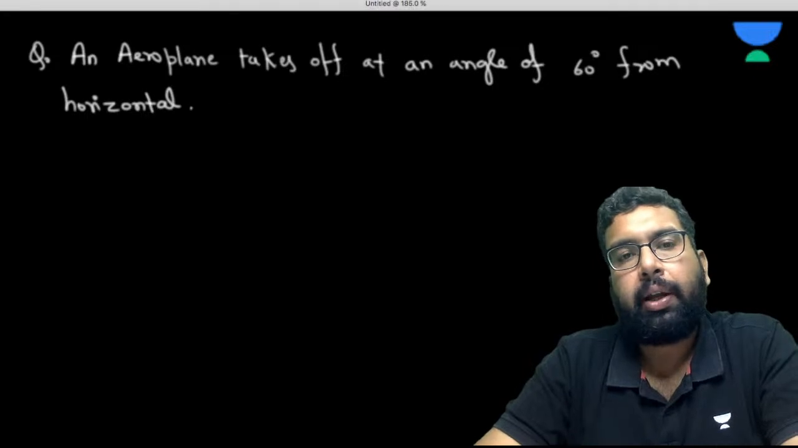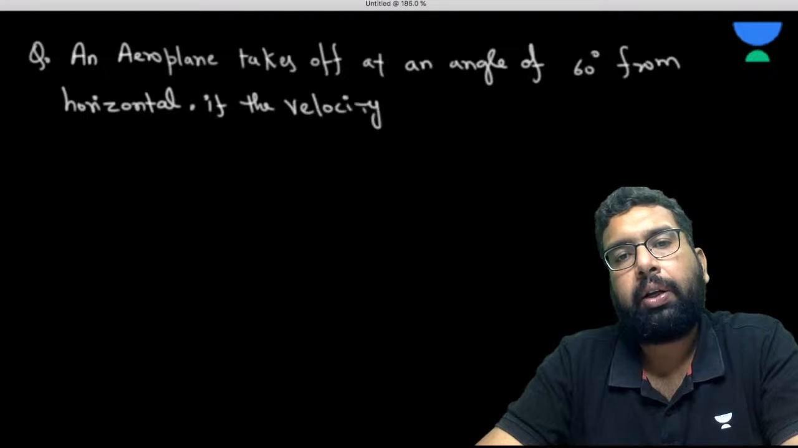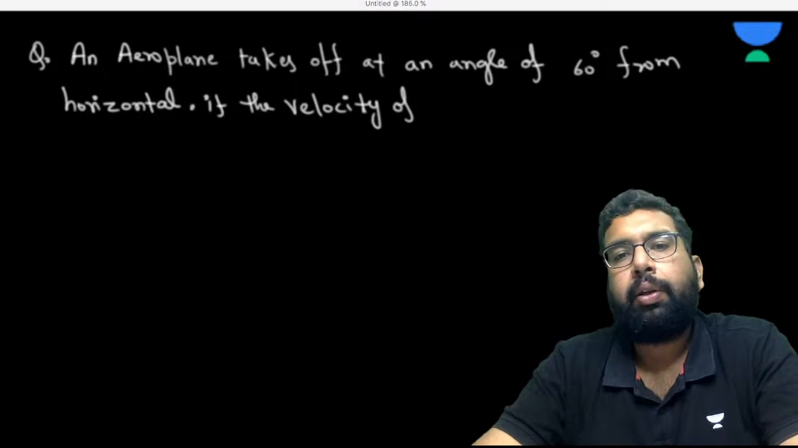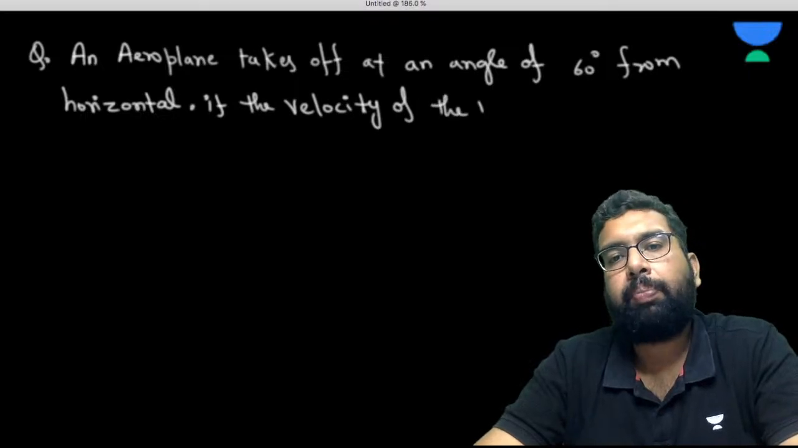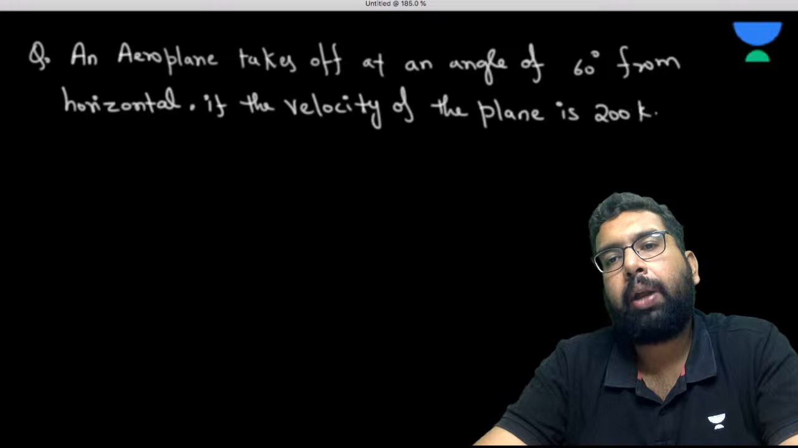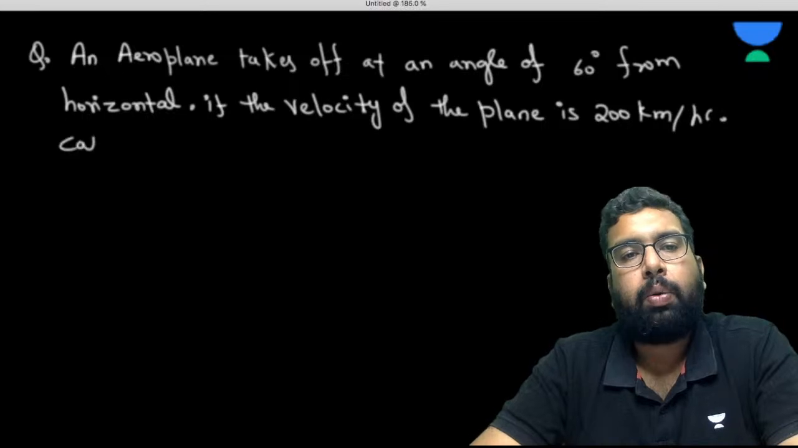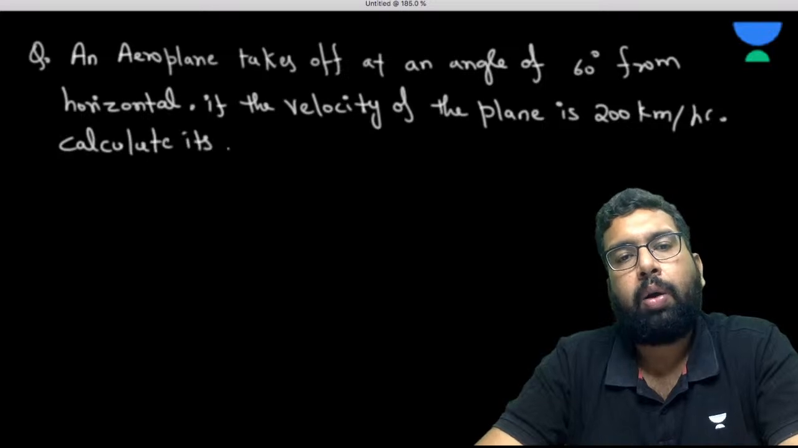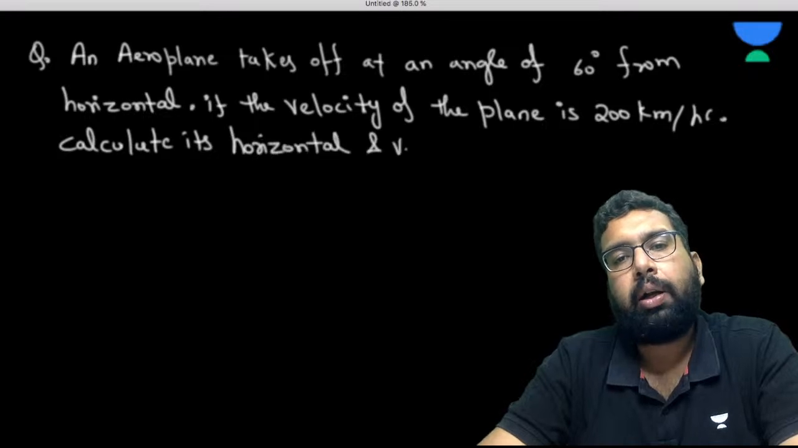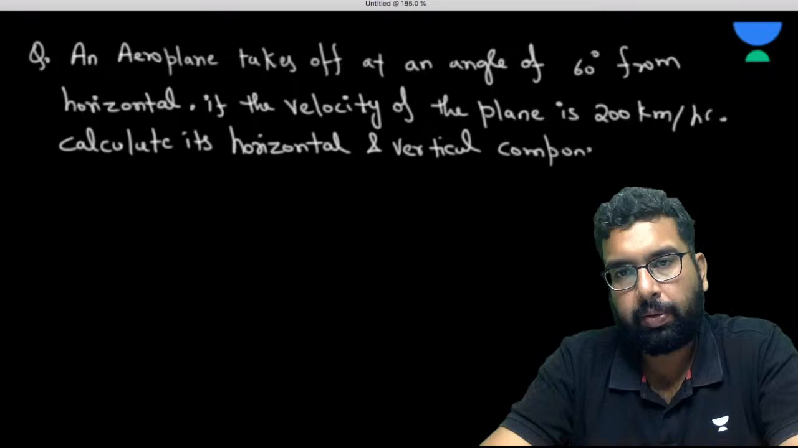If the velocity of the plane is 200 kilometer per hour, calculate the horizontal and vertical components. Okay, please go for it.